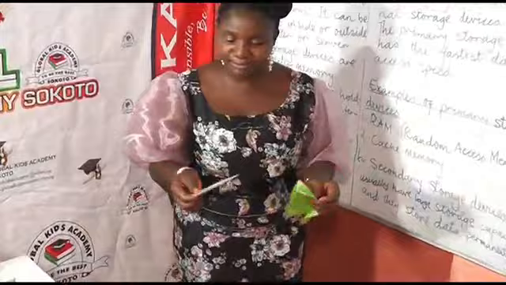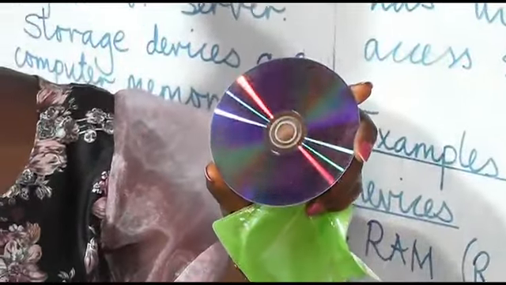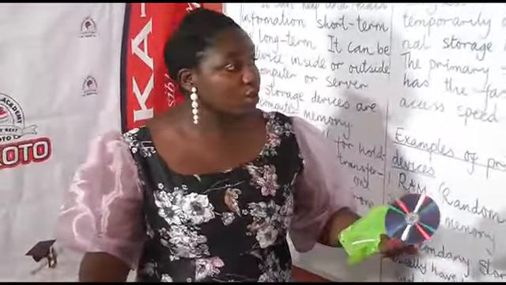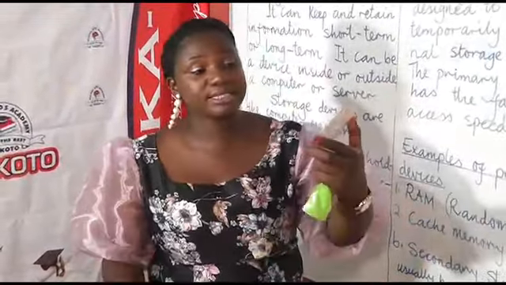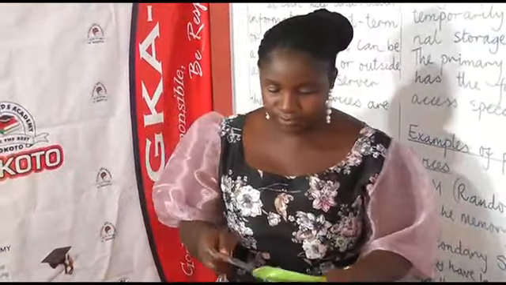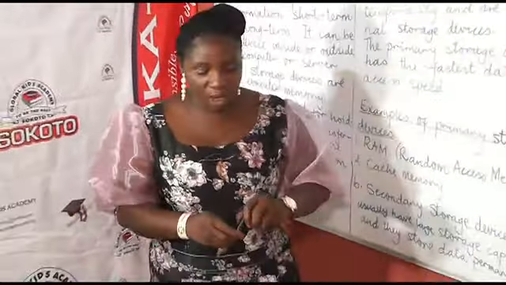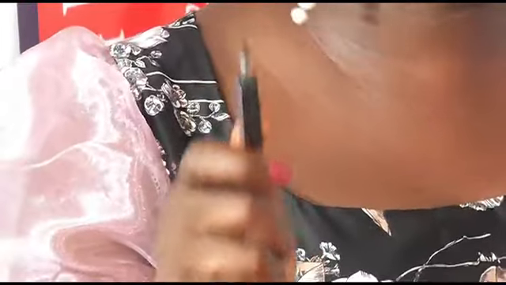Good. Look at this. I know you've seen this before. This is an optical disc. So for your optical disc, it could be compact disc or it could be digital video disc. But this is an example of your optical disc drive. And for your USB storage device, we have flash as a good example of USB storage device.